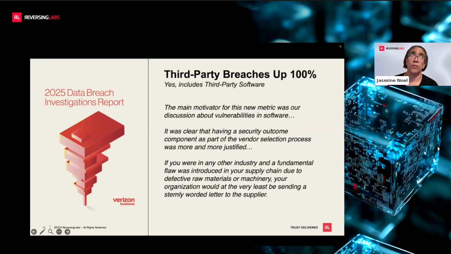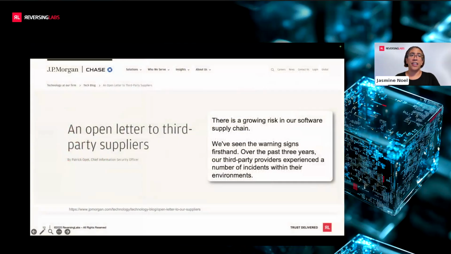What I thought was interesting was this report came out, I don't know, early in the week, Monday or Tuesday. And there was this great quote in there that said, if you were in any other industry and a fundamental flaw was introduced into your supply chain due to defective raw materials, your organization would at least be sending a sternly worded letter to the supplier. And lo and behold, on Friday afternoon that same week, there was a sternly worded letter from JP Morgan. It was an open letter to their third-party suppliers. They are asking them, hey, take a stronger look and make sure that we know what you're giving us, particularly when it comes to the other services that your software is interacting with. So if you haven't read or seen this, I encourage you to read it. It's a very interesting letter.